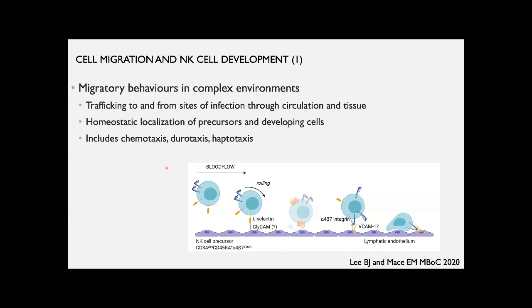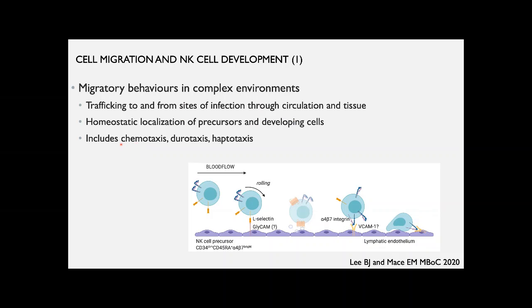So when I think about NK cell development and cell migration, I think about this in 2 different ways. One is the migratory behavior that occurs in complex environments. So this includes trafficking to and from sites of infection through circulation and tissue. I think about this a lot in the context of what I just talked about with a precursor that may exit the bone marrow and then seed peripheral tissue. How are those cells directed to where they're going, or is that a stochastic event?